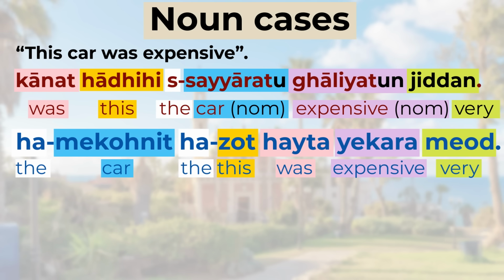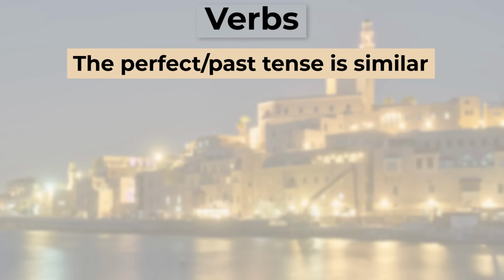You can also see that basically all of the words in these sentences are different. Despite all the similar words we saw earlier, you'll see sentences that have mostly or even entirely different words. Verbs. There are some differences in the way that verbs work in Arabic and Hebrew. In both languages, the past tense is similar.